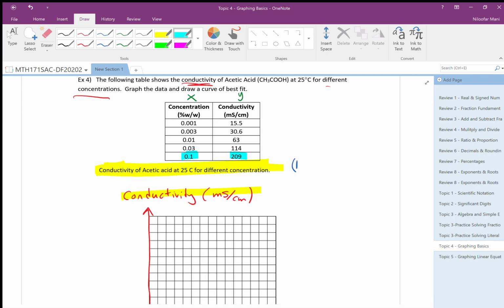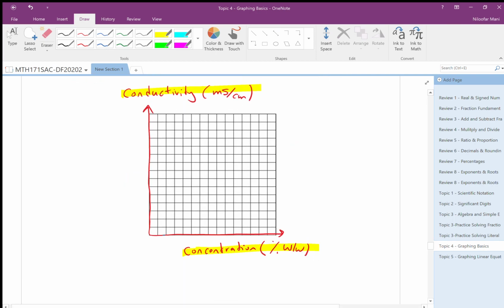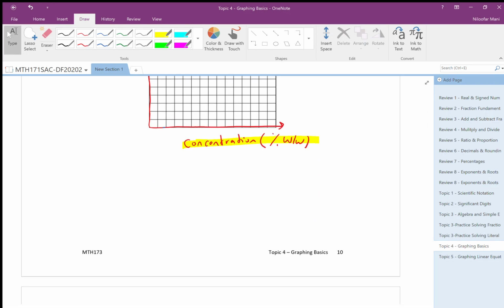For example, if I have y values, I mean the conductivity ones, from 200 to 250, then I really don't need to have from 0 to 200, because it's a large number. But here it is 15.5, so it doesn't matter. So I go here, 209, okay, that. And for the x-axis, I just do that, okay?